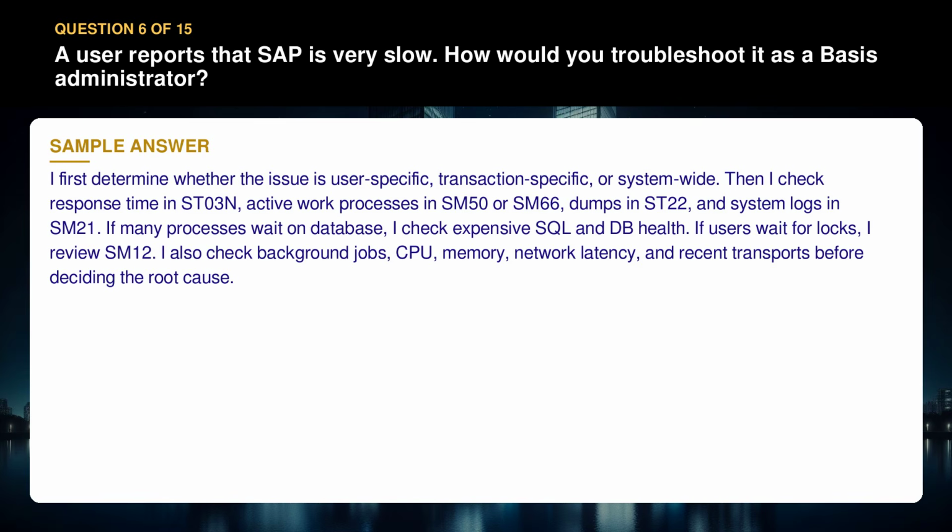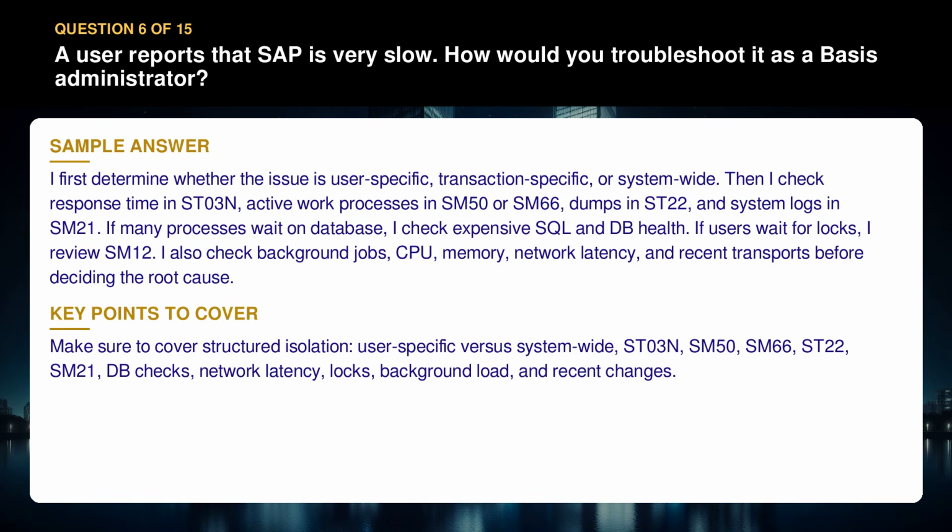I first determine whether the issue is user-specific, transaction-specific, or system-wide. Then I check response time in ST03N, active work processes in SM50 or SM66, dumps in ST22, and system logs in SM21. If many processes wait on database, I check expensive SQL and DB health. If users wait for locks, I review SM12. I also check background jobs, CPU, memory, network latency, and recent transports before deciding the root cause.